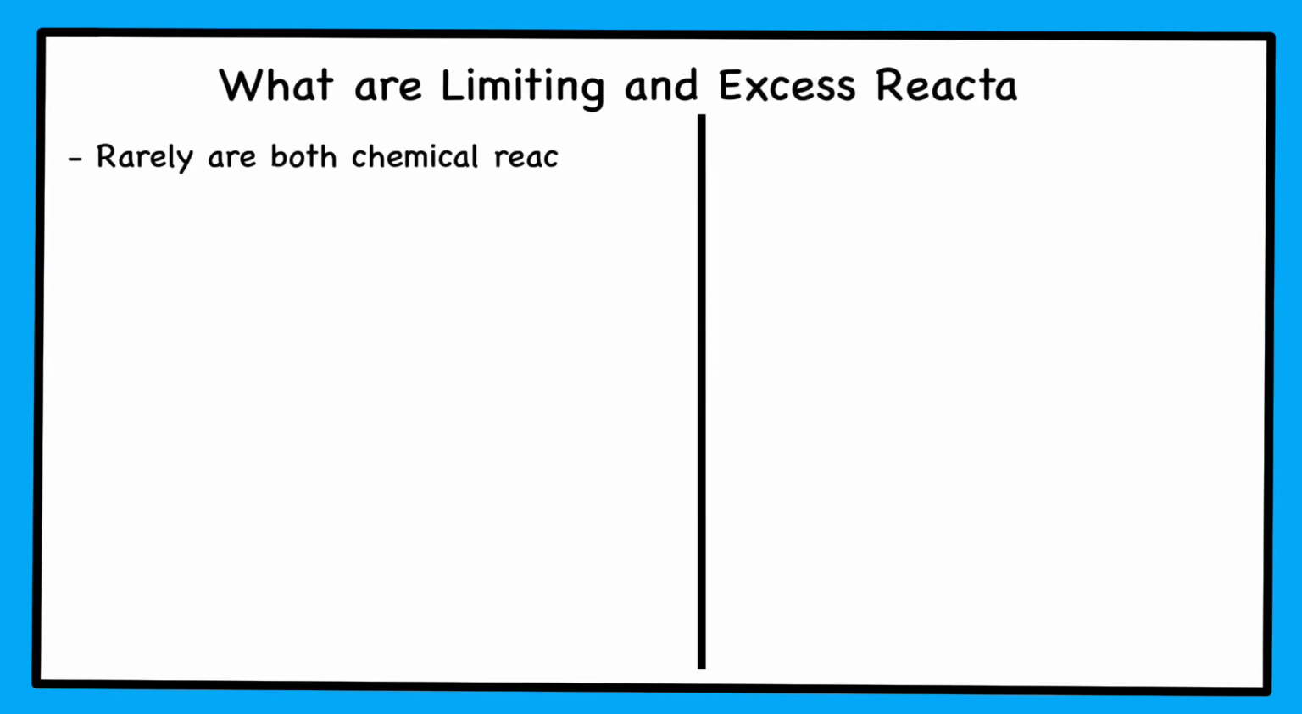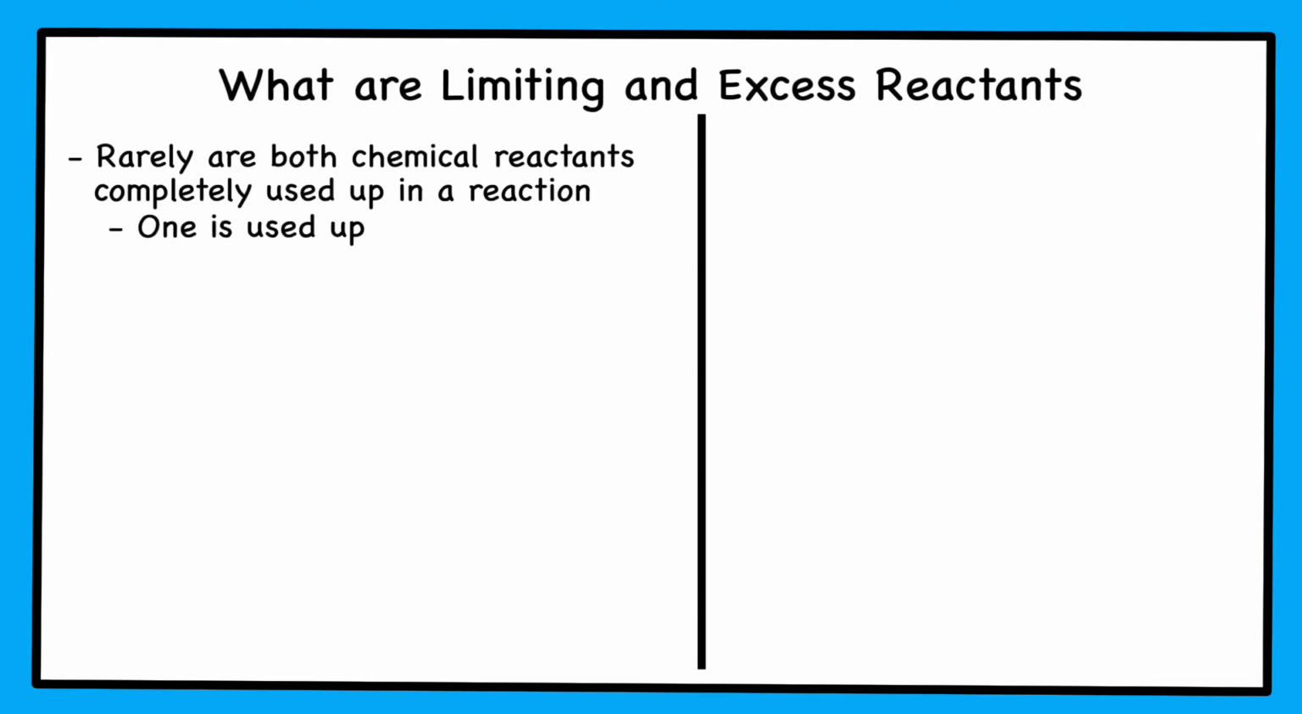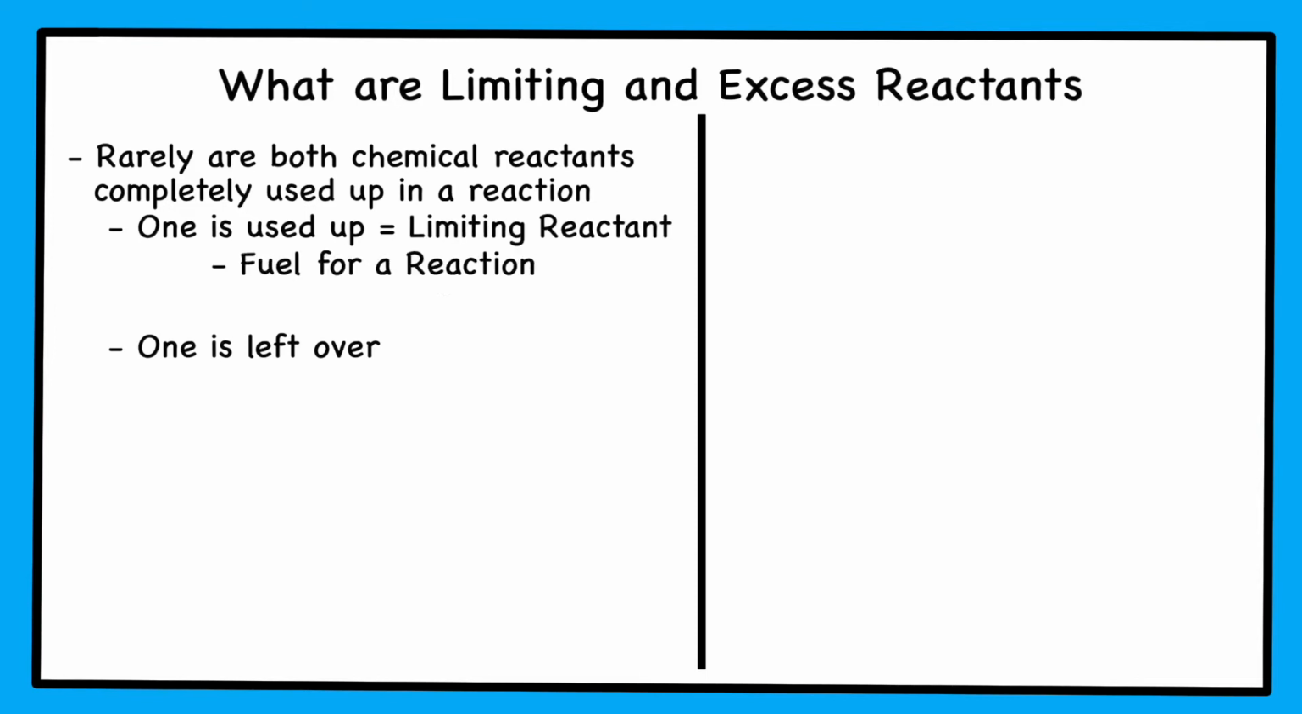Rarely are both chemical reactants entirely used up within a chemical reaction. Generally, one reactant will be used up while the other one is left over and not fully consumed. The reactant that is fully consumed is the limiting reactant. Just like fuel for a car, the limiting reactant is the main determiner of how far the reaction will go. Once the limiting reactant is used up, the reaction can go no further or no longer proceed forward. No matter what environmental changes you may introduce to the chemical system, once the fuel source is used up, there's nothing more you can do to get anything from this reaction.